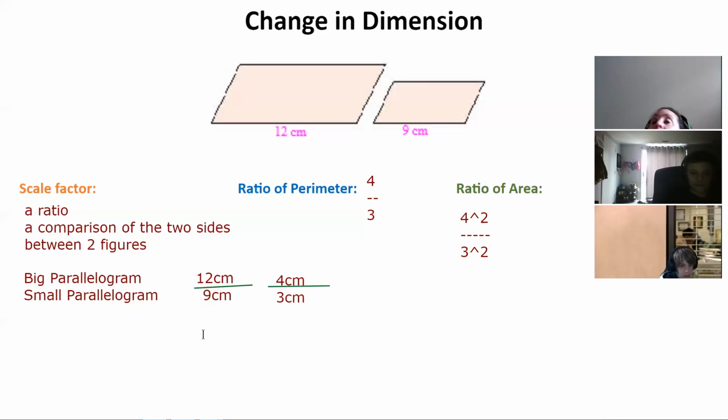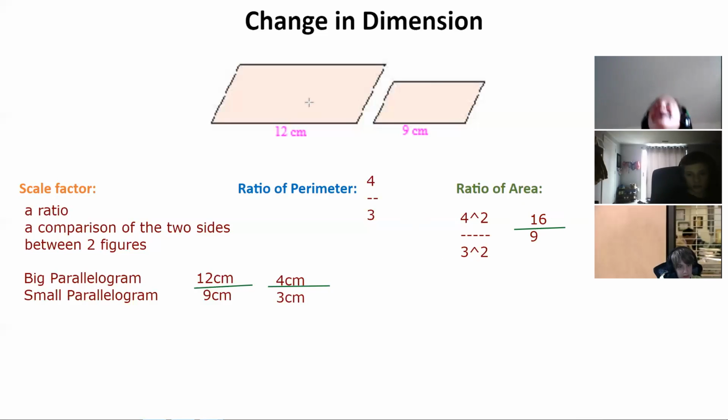So what's 4 squared, or 4 times 4? 16. Right, we definitely have 16. And then what about 3 squared? 9. Very good. So the way that the areas would compare is 16 over 9.